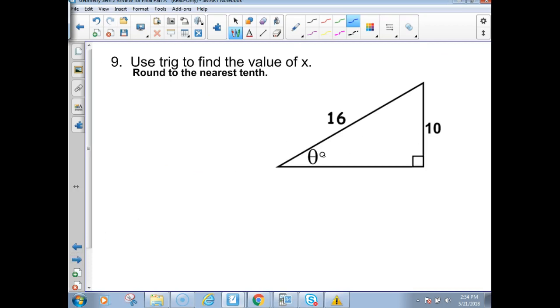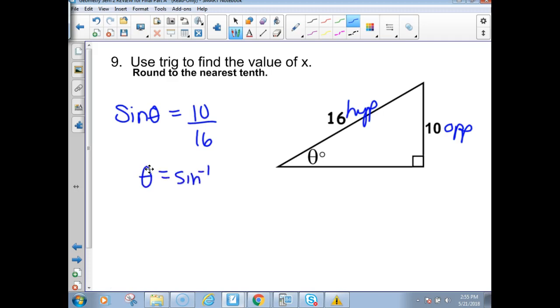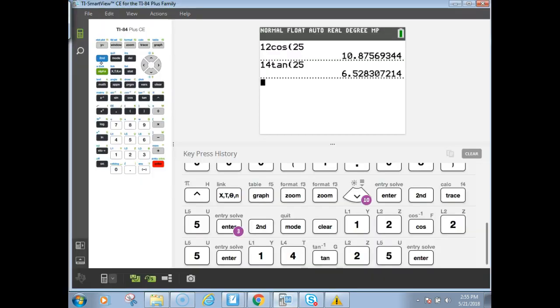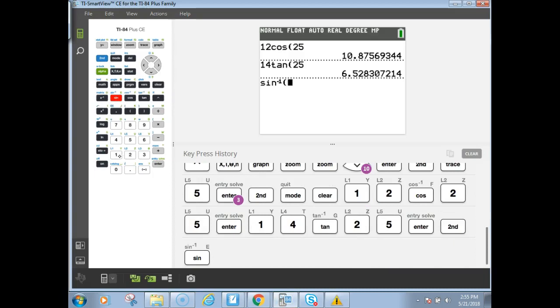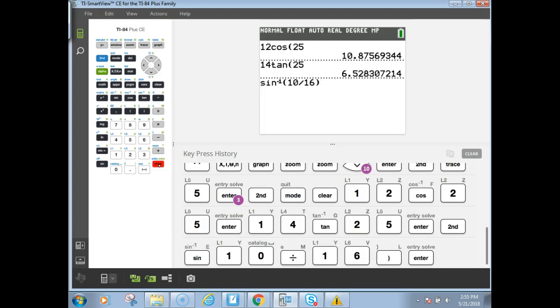Number 9, theta. Now we're trying to find an angle, guys, and the leg opposite is given and the hypotenuse. Opposite and hypotenuse is a sine. So the sine of the angle theta equals 10 over 16. How do you get an angle? Yep, you use the second button. So second sine of 10 over 16. Second sine, hit 10 divided by 16. And the angle measure, to the nearest tenth, is 38.7 degrees.